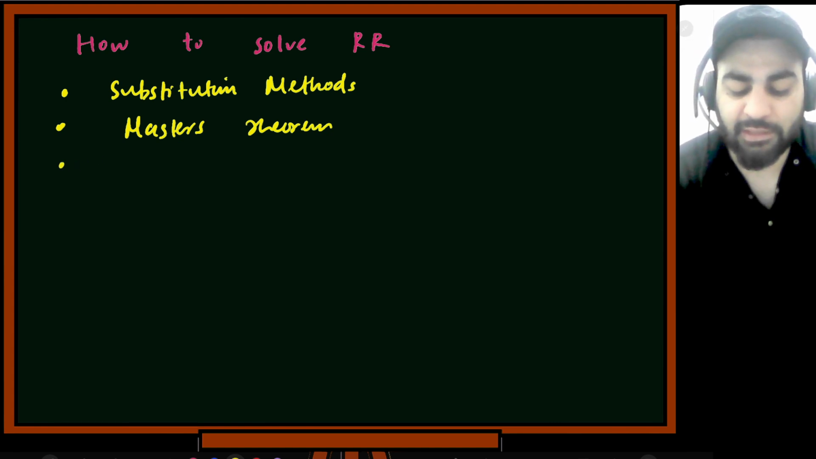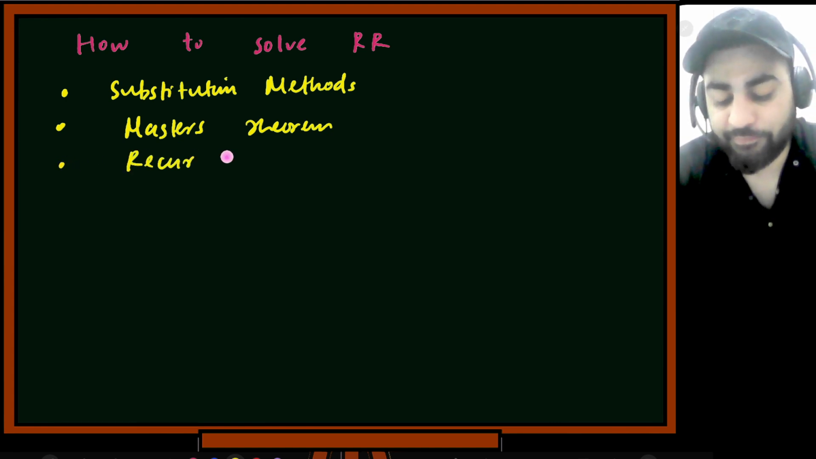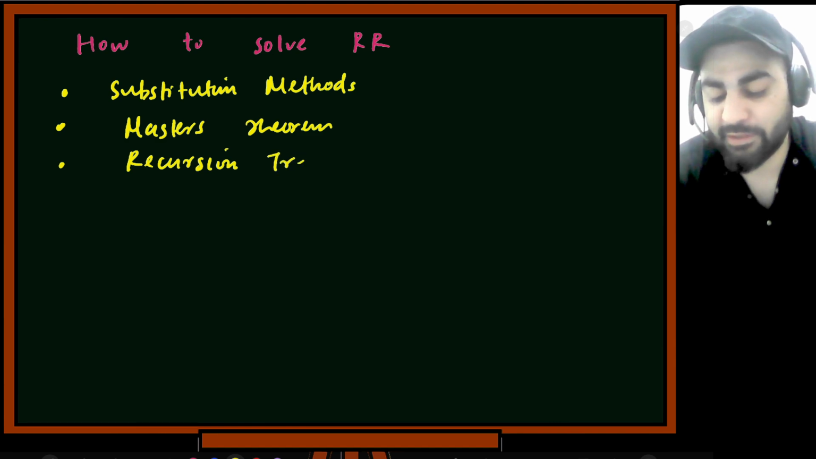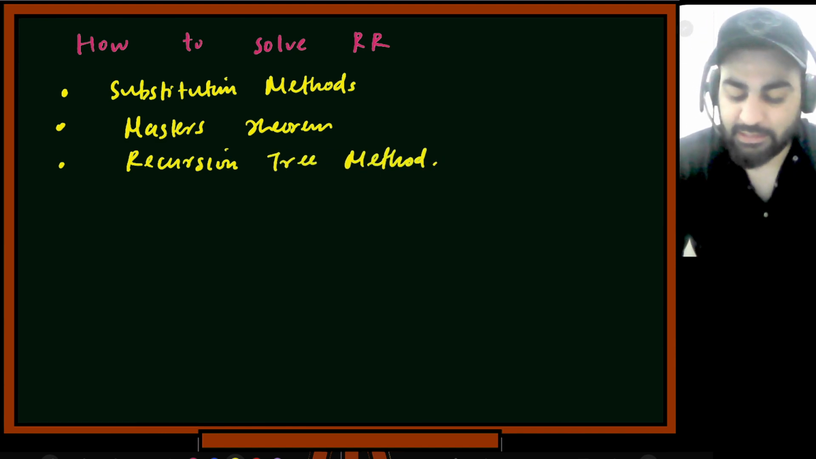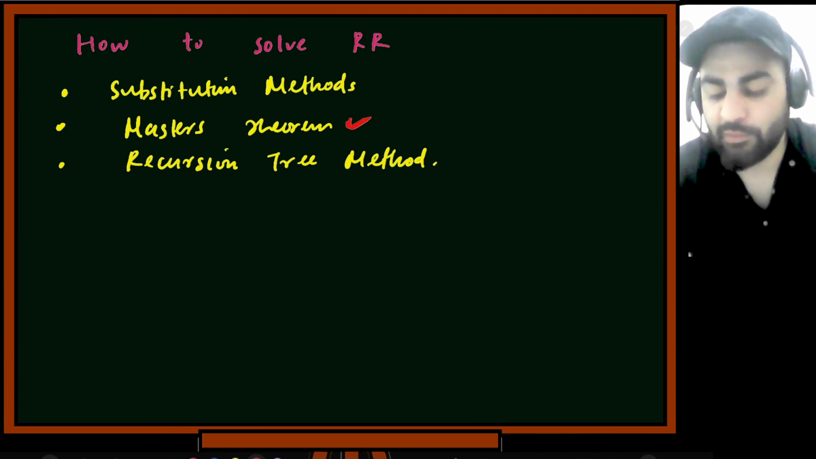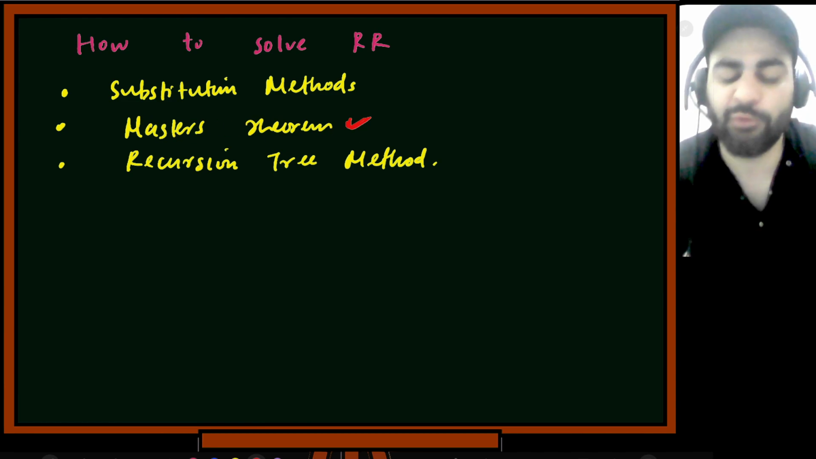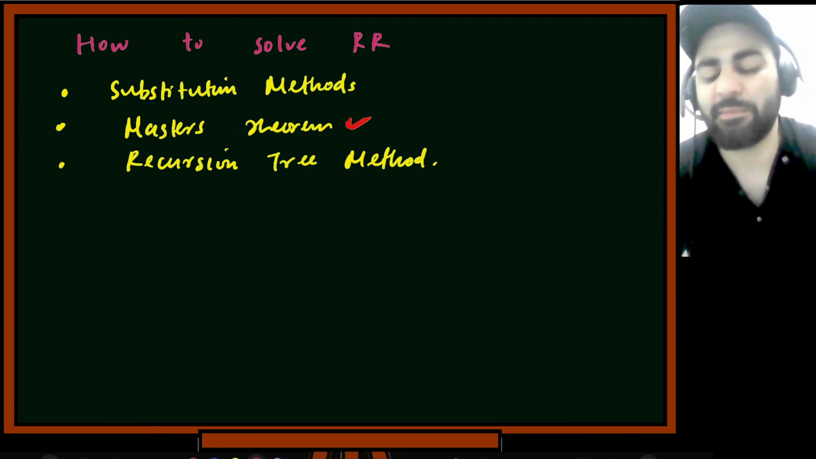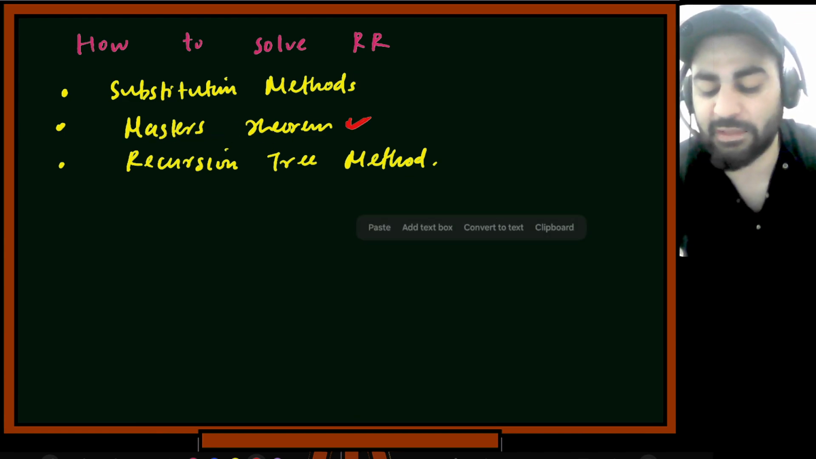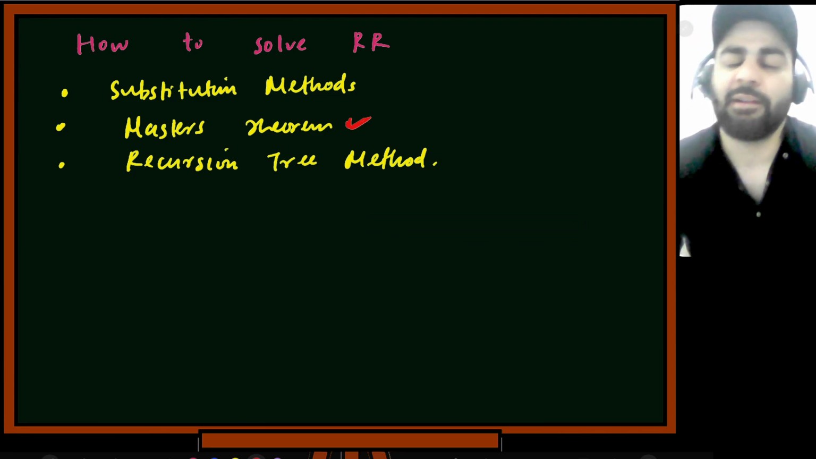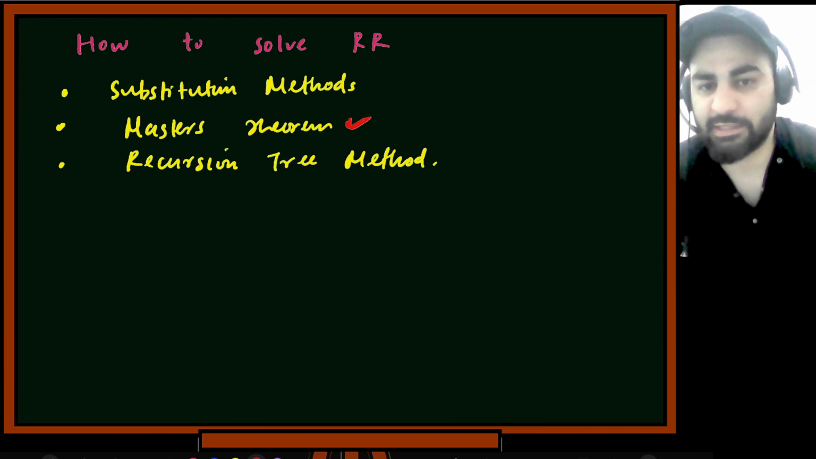And then another method is the recursion tree method. This is our main topic for today. We'll see how to use Master's theorem to solve recurrence relations, because this is the easiest way and the most heavily used, and many of the algorithms that we analyze will use this Master's theorem. Sometimes we may use back substitution or the recursion tree method. You also should know these things.